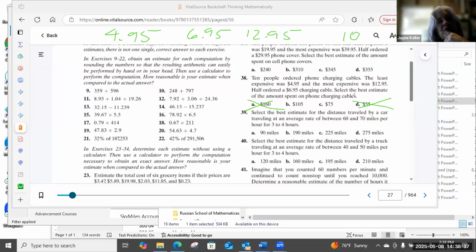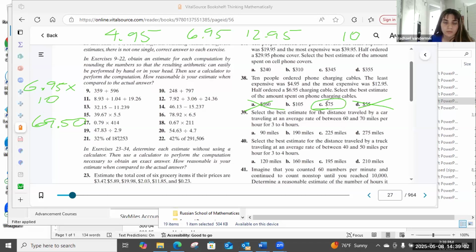So now I have to pick between these other two answers. And what I'm going to do is say, well, half of them paid $6.95, right? So let's assume if everybody paid $6.95, then $6.95 times 10 would give me $69.50. That's probably a pretty good estimate. That answer's not there, but this one is pretty close, isn't it? So this is the best estimate. I want the best estimate. All the others are not as good.